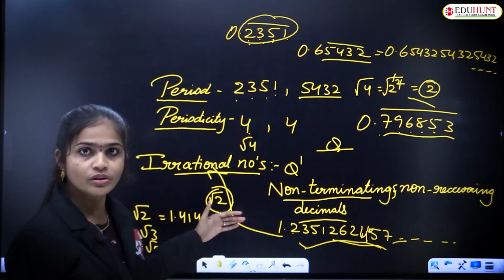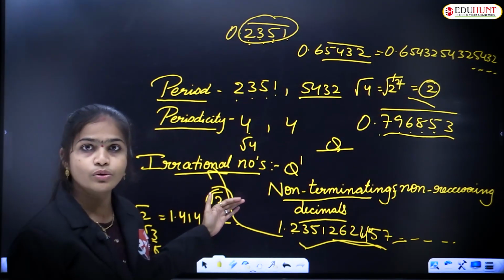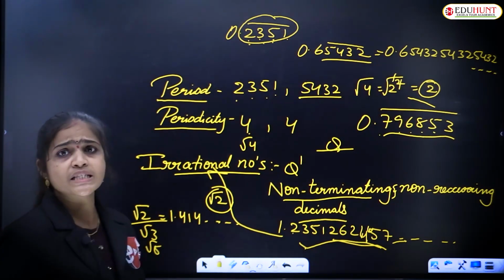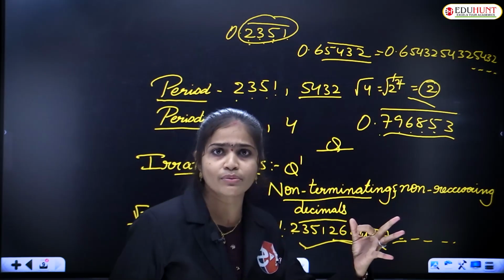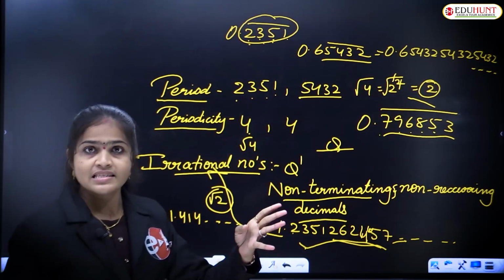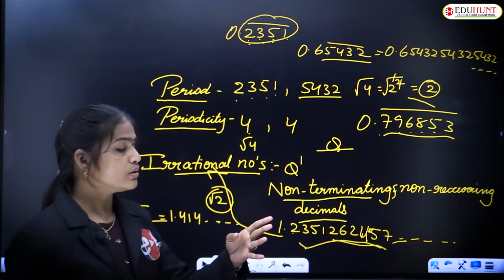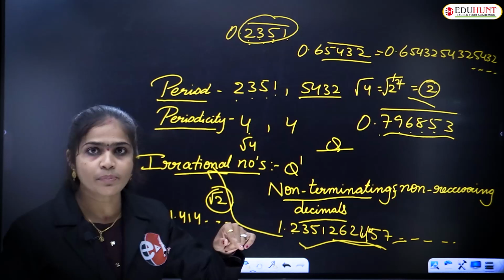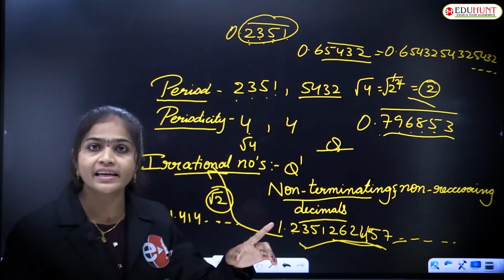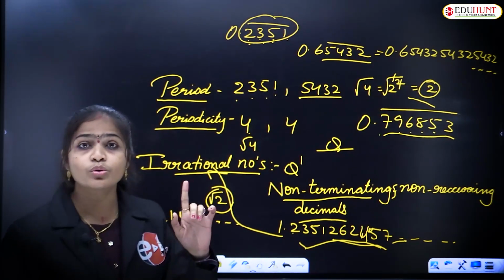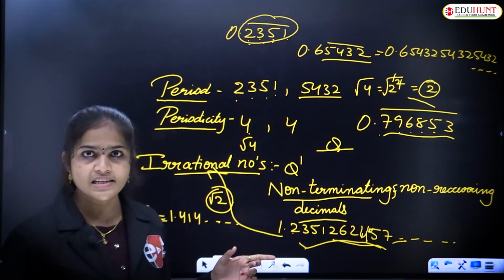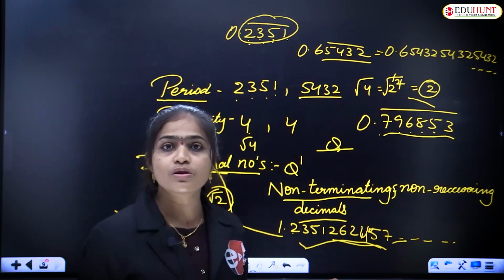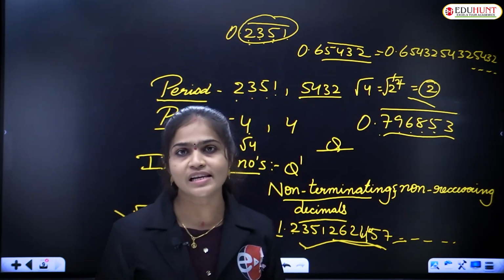And square root of 2 is not a perfect square. 3 is not a perfect square, 5 is not a perfect square, 6 is also not a perfect square. So root 7, root 8, and root 9 is again a perfect square. So root 9 is not an irrational number, root 9 is a rational number. Understand children? Root 2, root 3, root 5, root 7, root 11, root 13, these are all examples of irrational numbers.